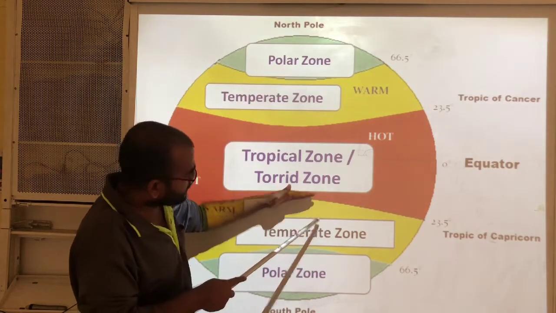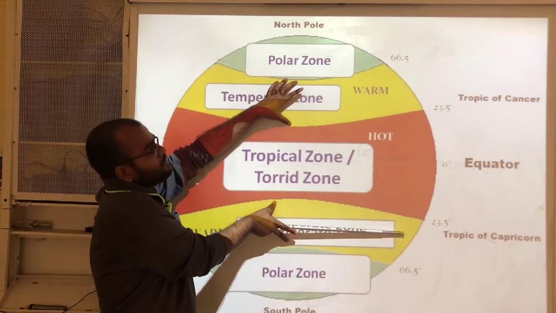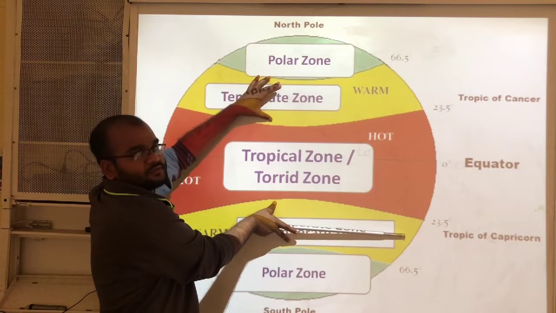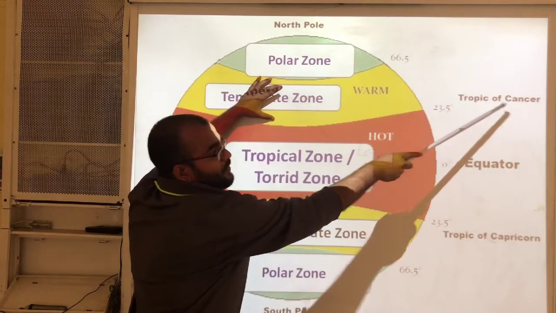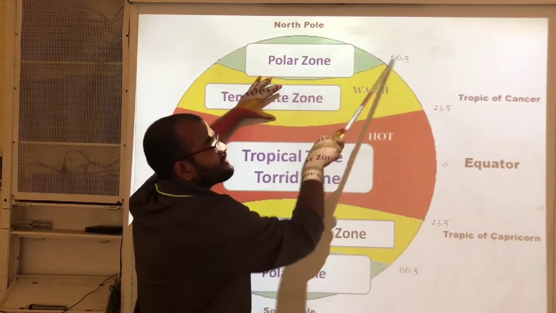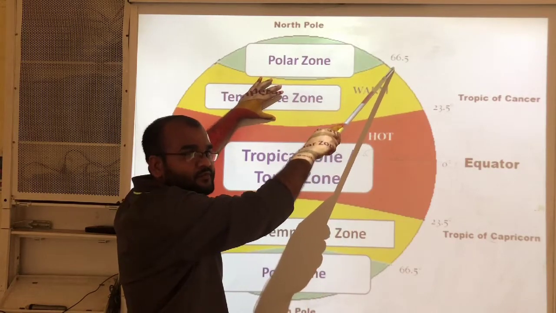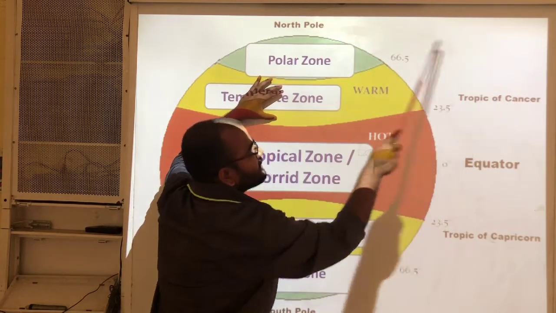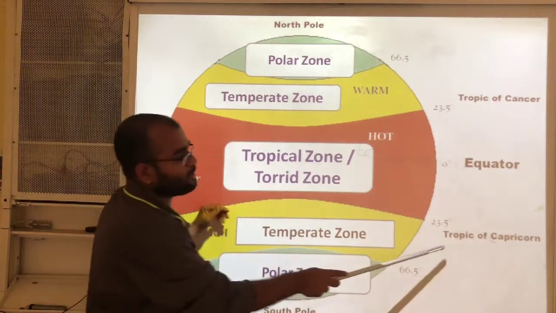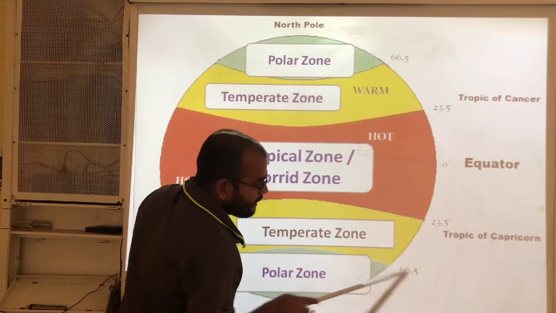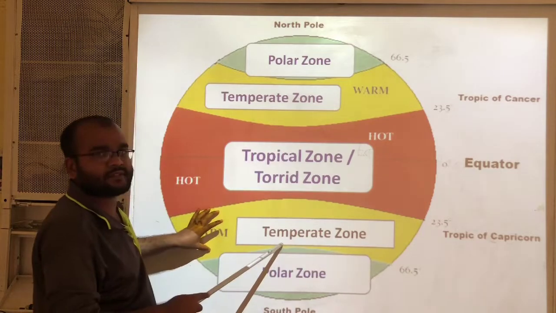And above this and below this region is the temperate zone. See here, from Tropic of Cancer to Arctic Circle, here 66.5 means Arctic Circle only. So in between the Tropic of Cancer and Arctic Circle, that is the temperate zone. And downside, in between the Tropic of Capricorn and Antarctic Circle, the region is temperate.